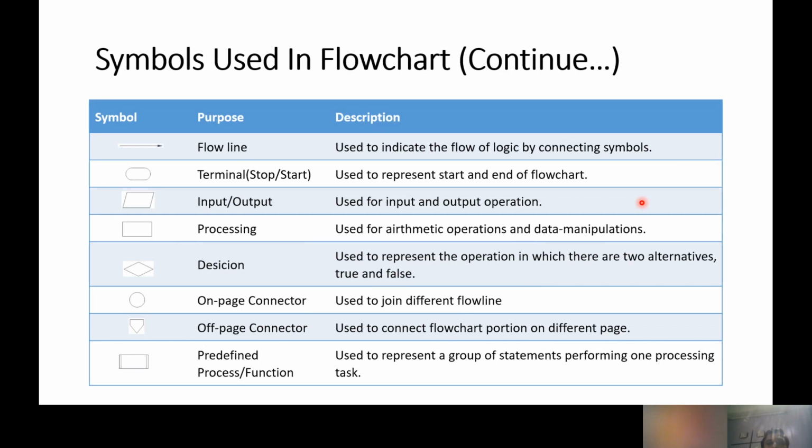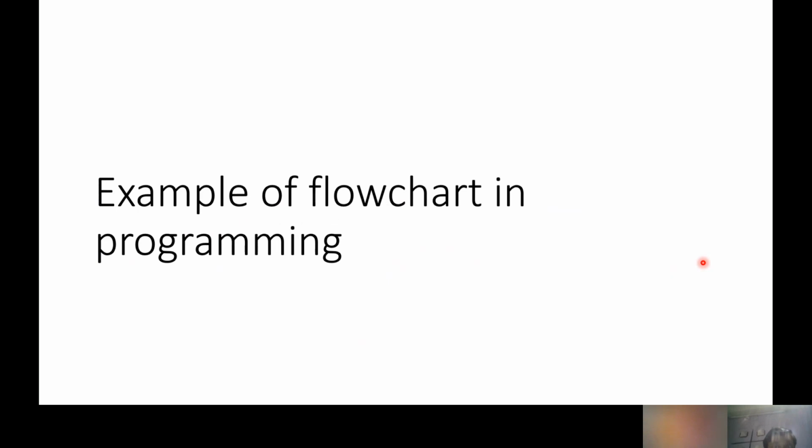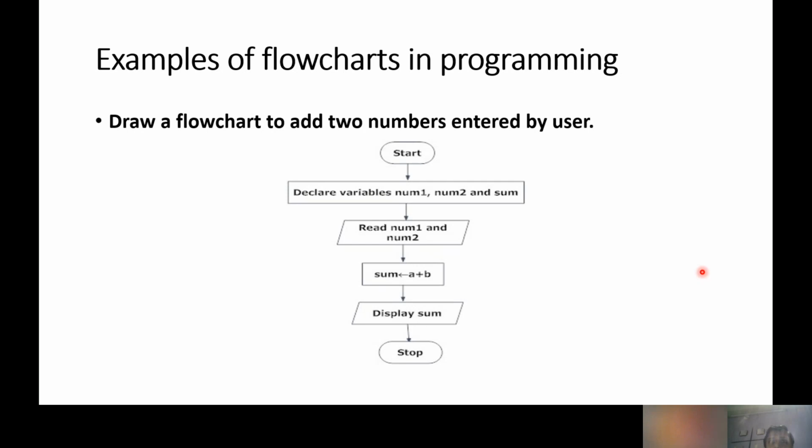Okay. So now next, that is an example of a flowchart in programming. We draw a flowchart to add two numbers entered by the user. So we need to start with the start symbol, and the same symbol is used for stop also. First, draw the flowchart to add two numbers. So we need to scan two number values and add the two numbers. So another variable should be added for addition purposes.